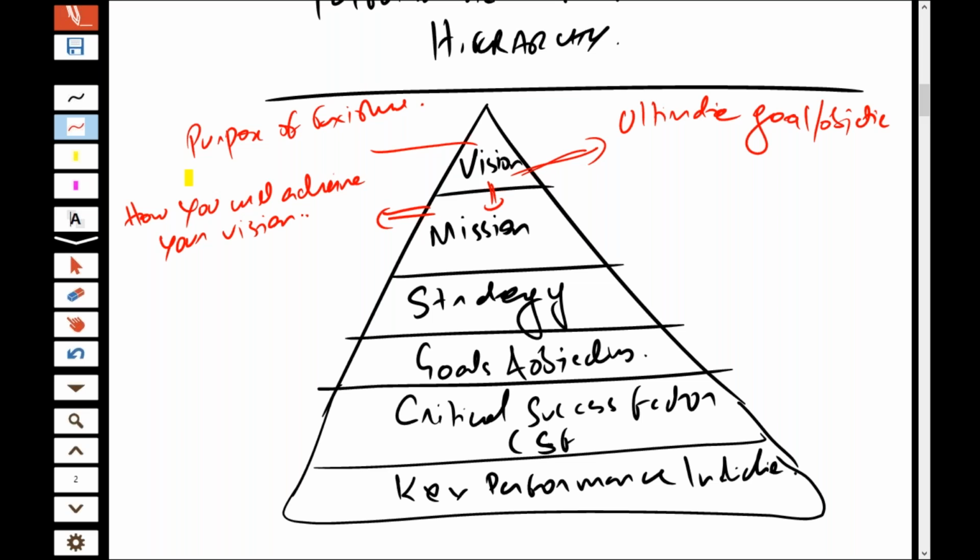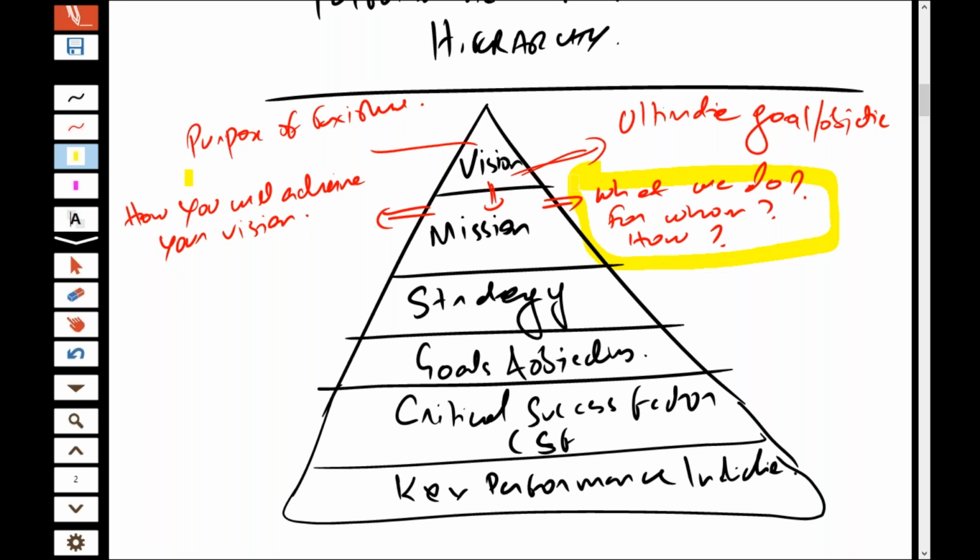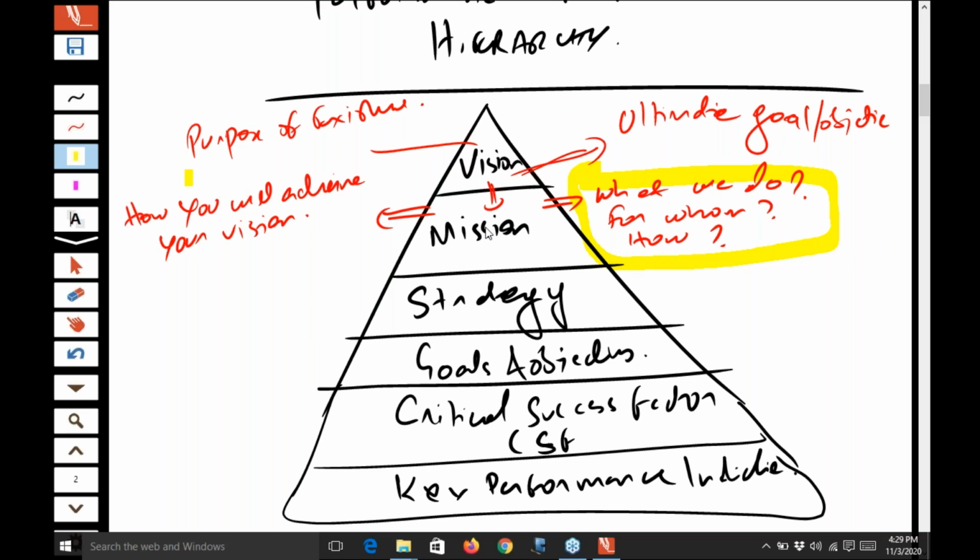Generally speaking, the things discussed with respect to the mission are: what we do, for whom, and how. The mission statement of any specific organization answers these three questions: what you do as an organization, for whom you do it, and how you actually do it. These are the three major things covered in your mission statement.